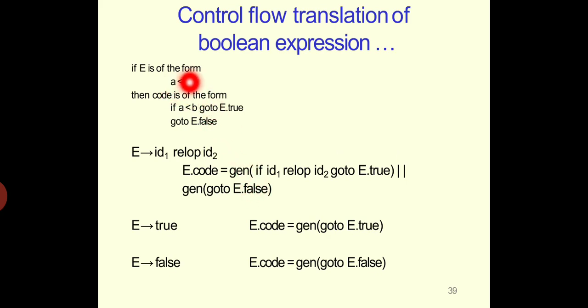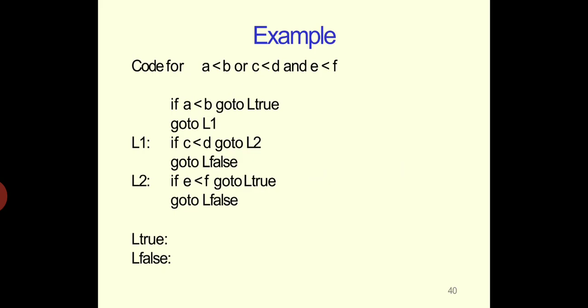The expression is of the form of a relational operator. If A less than B is true, then go to true, otherwise false. That is, if E is true, E.code is equal to gen go to E.true. If E gives false, then E.code is equal to generate go to E.false. That is why. So if that expression's value is true, what do we have to generate?